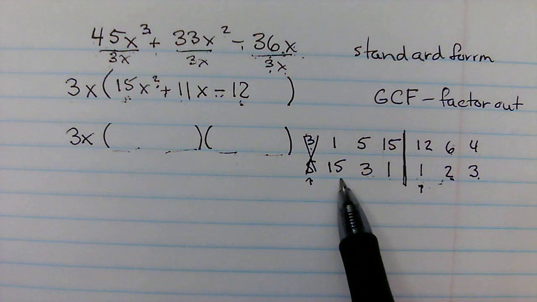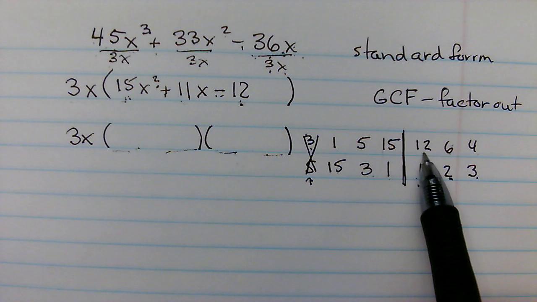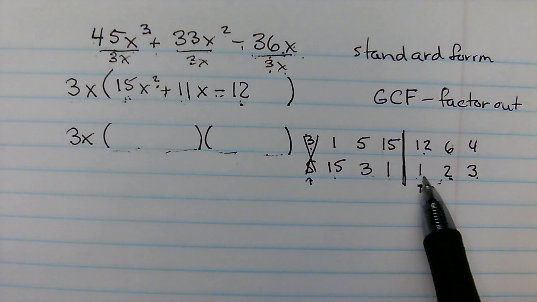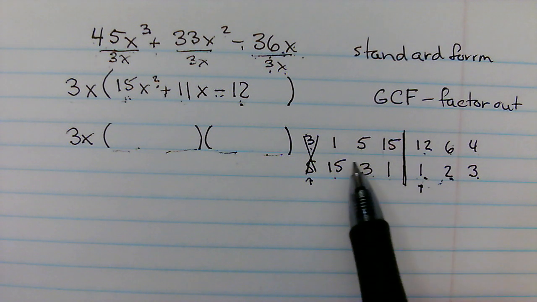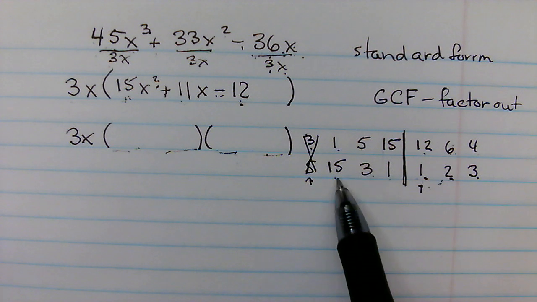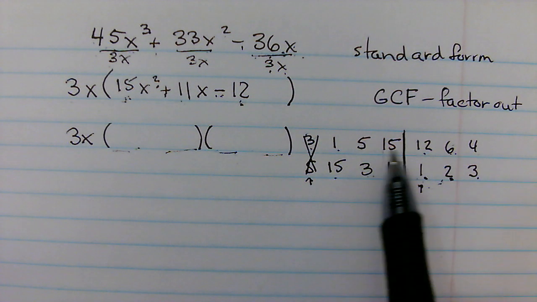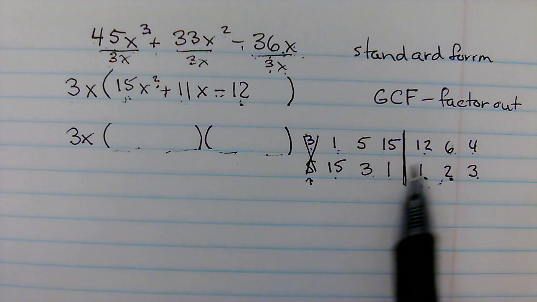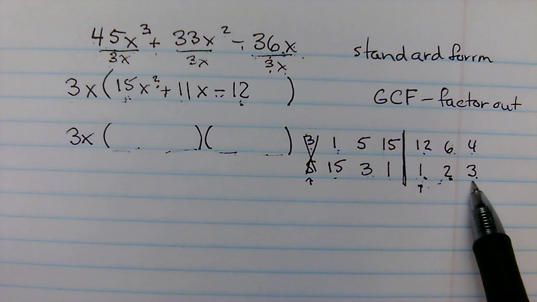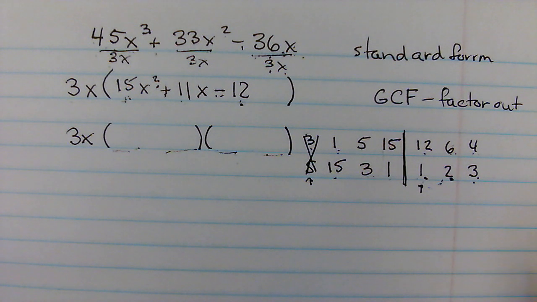Now I'll try the 1 and the 15. 1 times 12 is 12, 15 times 1 is 15, 15 minus 12 is not 11. 1 times 6 is 6, 15 times 2 is 30, 30 minus 6 is 24, not 11. 1 times 4 is 4, 15 times 3 is 45, 45 minus 4 is 41, not 11. So this one didn't work with any of them either.